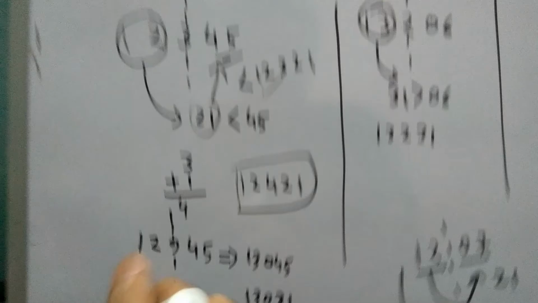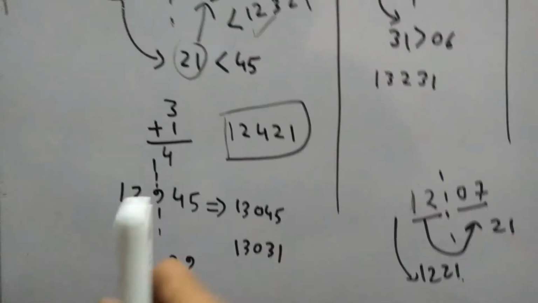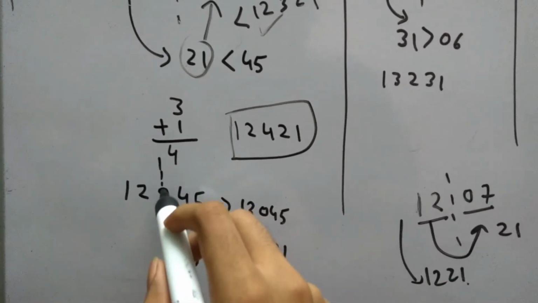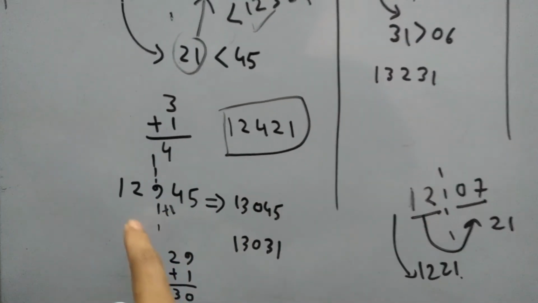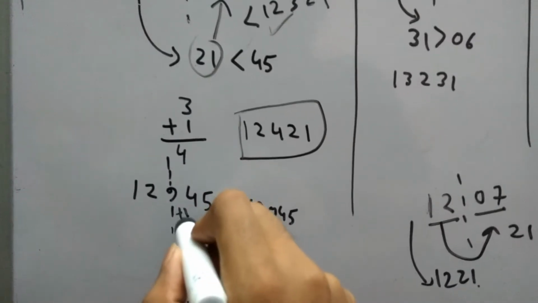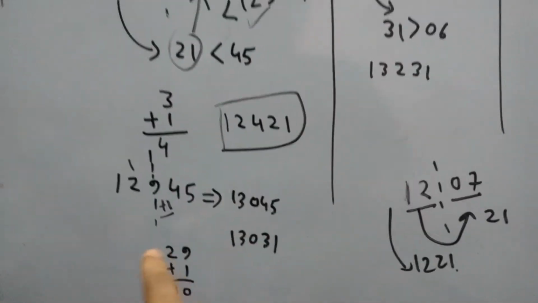Now another case could be that the middle element is already 9. So what will happen if we add 1 to it? Then there will be a carry, so we have to take care of that case also. Whenever the middle number is 9, we have to add 1 and we have to add the carry to this bit also. So this will become what?